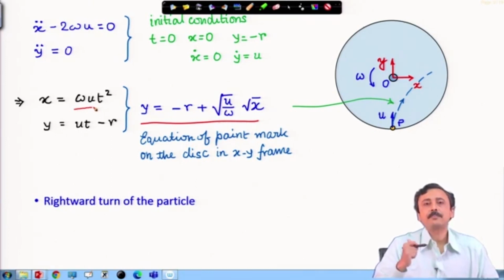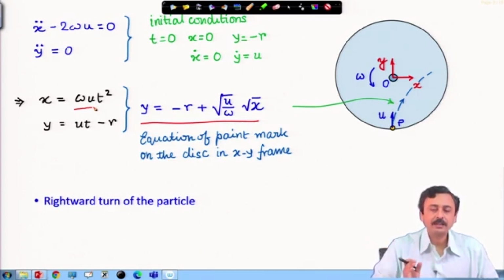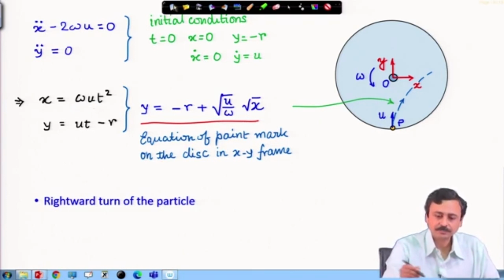So, if it is a counterclockwise rotation as seen from the top, the particle will veer to the right. If it is clockwise, it will veer to the left, just opposite.